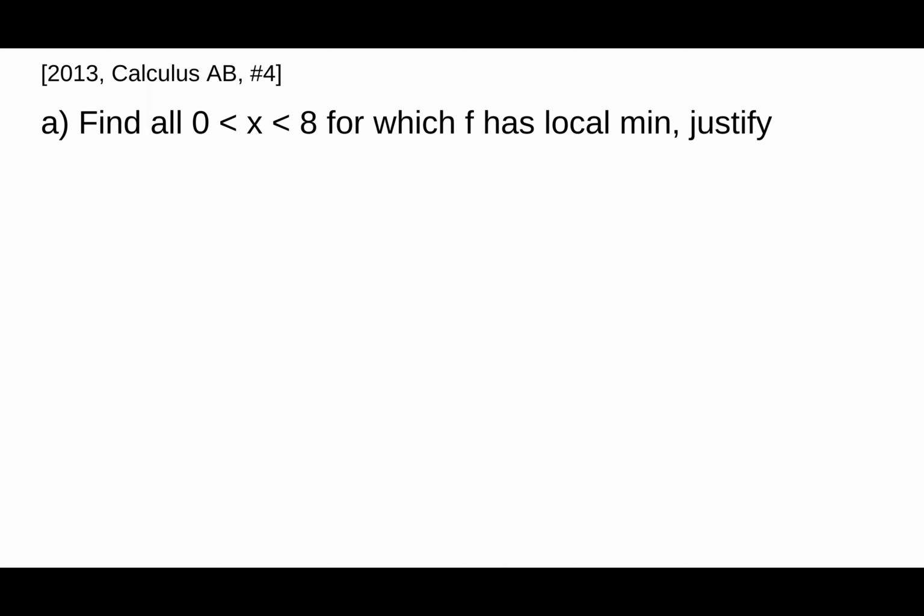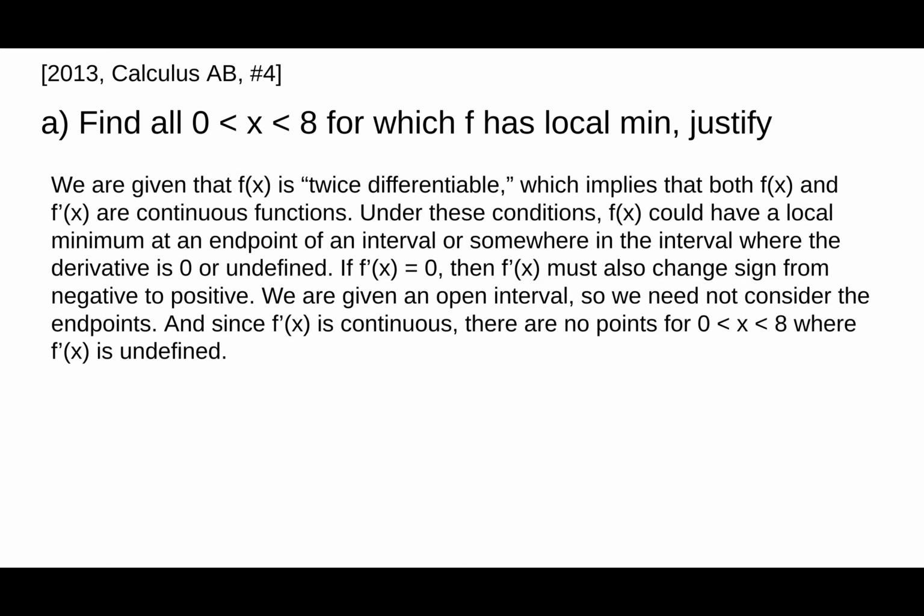For part A, we are asked to find all values of x between 0 and 8 for which f has a local minimum and to provide justification. Because we have the graph of f prime, we want to make sure that our justification relies either entirely or mostly on what we are given, and we are given the graph of f prime. So in order to determine where f has a local minimum using f prime, we need to know where f prime is equal to 0, where it might be undefined, and then what are the signs? Does it change sign? Is it going to be a maximum or a minimum? We have to be able to determine that.